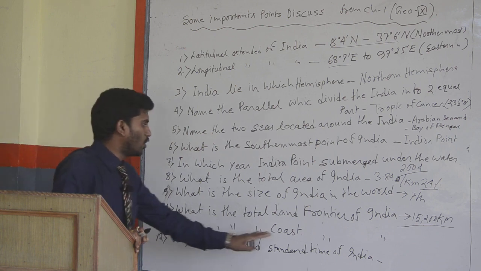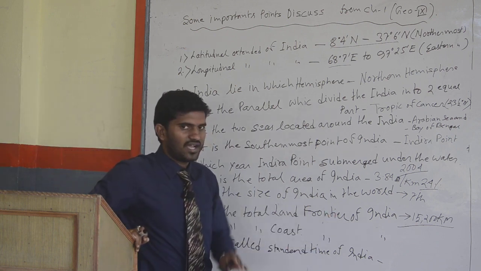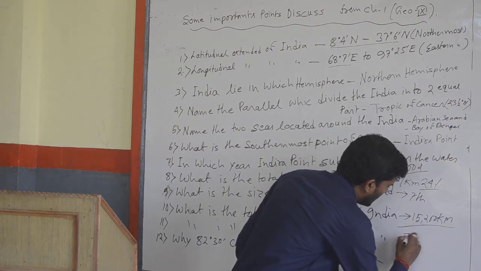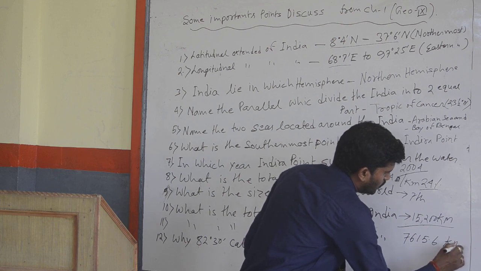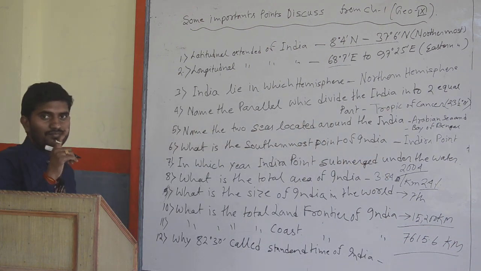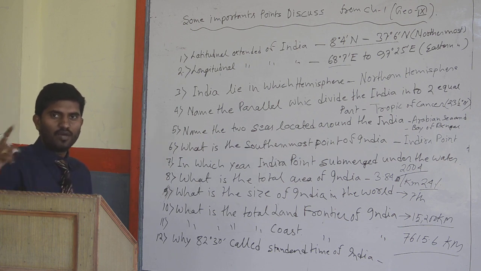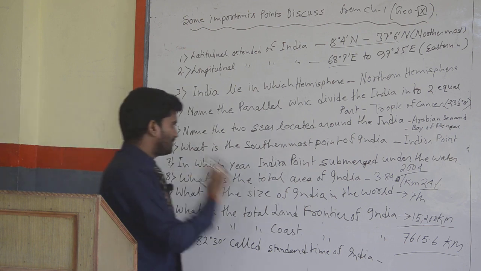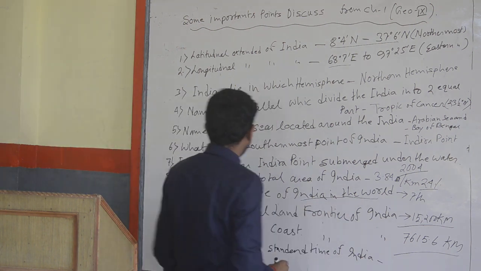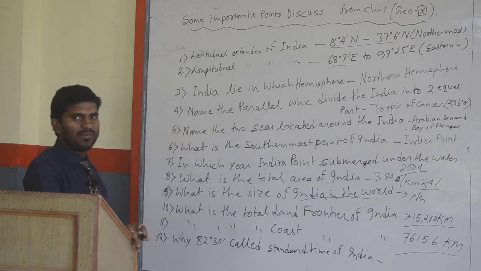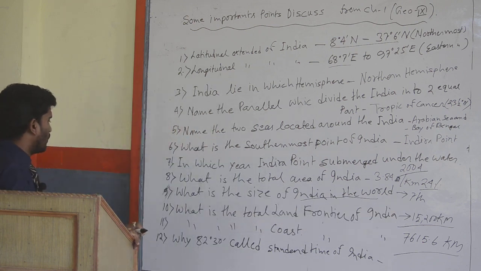Clear? What is the total coastline of India? 7,615.6 kilometers, the total coastline of our country. Clear? From Gujarat to Bay of Bengal, southern portions, and northern portions is the land frontier of India, about 15,200 kilometers.